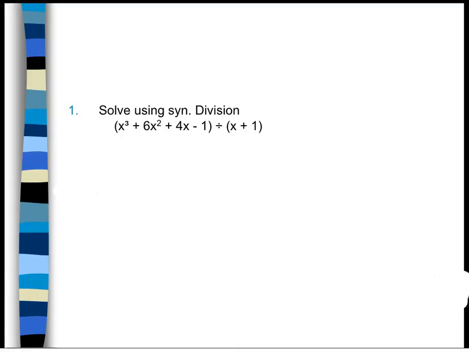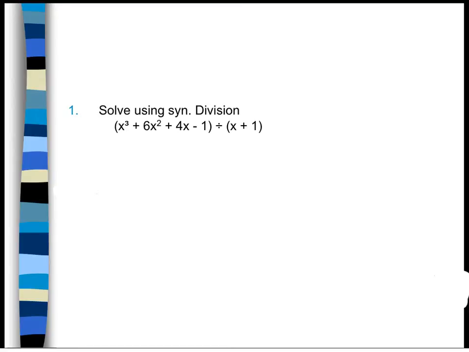Okay, so a little bit of a warm-up here. What I'd like for you maybe to do is to solve this problem using synthetic division, and pause the video, try and solve it, watch the video, and see what your solution is and make sure it matches mine.